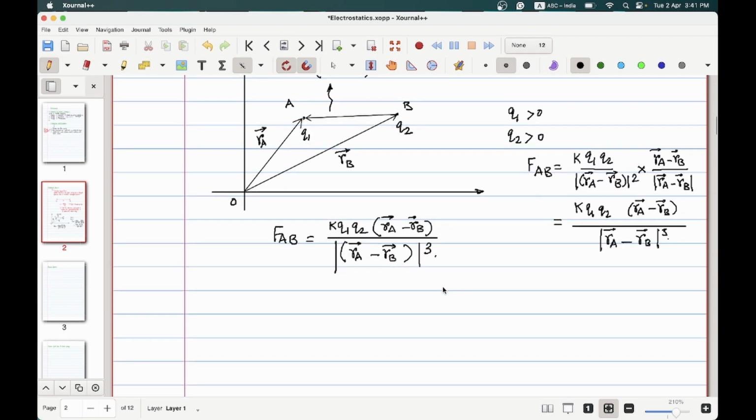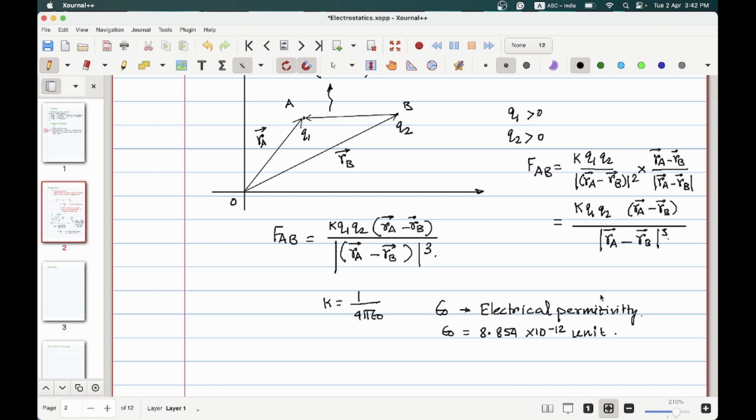And of course, please do not forget the value of K. K is 1 by 4 pi epsilon naught, where epsilon naught is the electrical permittivity. And what is the value of epsilon naught? 8.854 into 10 to the power minus 12. What should be the unit? See in the books.